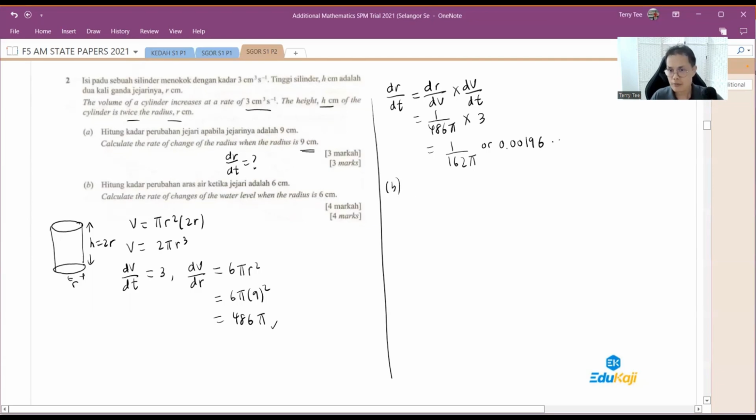Okay, now next, calculate the rate. Oh, by the way, you can write the rate as cm per second. If you don't want to write the unit, it's fine. Okay, so we'll leave our answer in terms of pi. I think it's easier, right? Don't have to change to decimal. It's not necessary to do so.